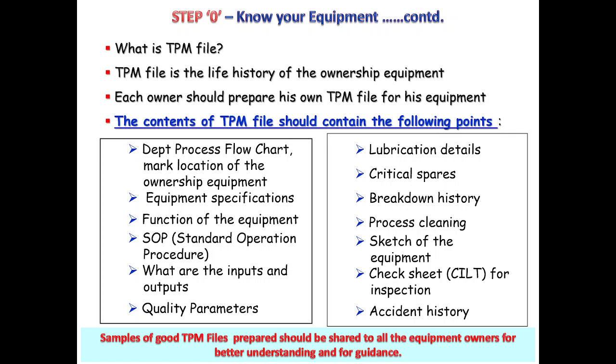In continuation of step 0, know your equipment, the equipment owner should also document all the important points of his machine in the TPM file. Let's see what the TPM file is. The TPM file is the life history of the ownership equipment. Each equipment owner should prepare his own TPM file for his equipment with the help of his shift in charge or his area manager. What are the main points to be furnished in the TPM file is given here. We'll discuss in detail each point in the next slides.